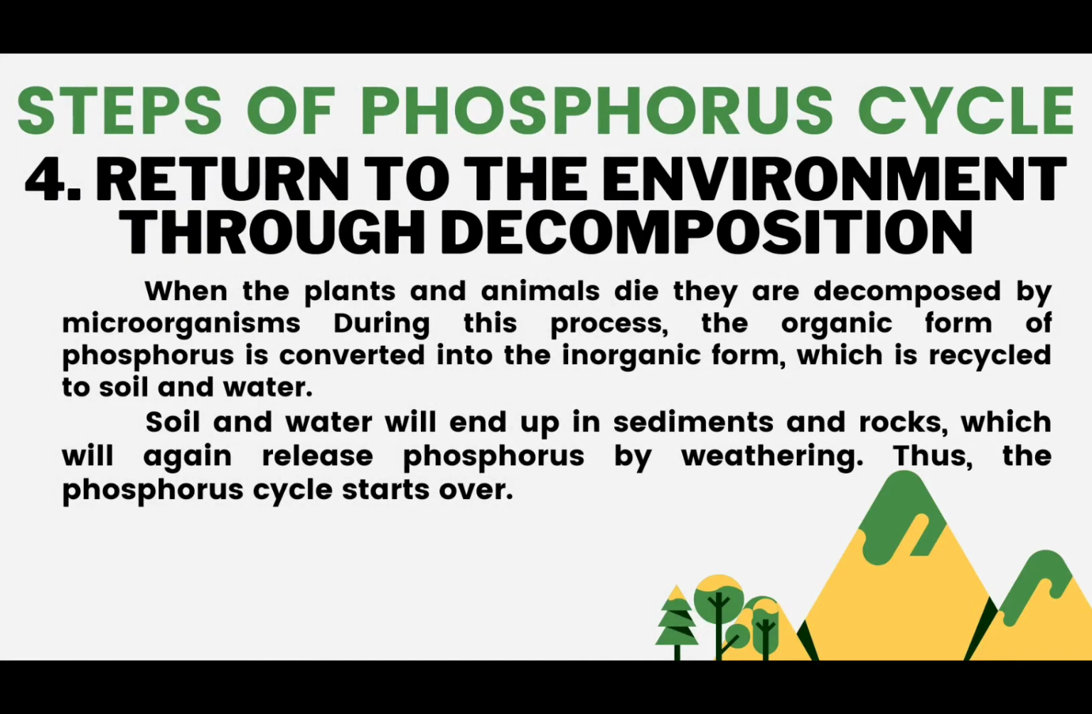Return of phosphorus back to the ecosystem. When the plants and animals die, they are decomposed by microorganisms. During this process, the organic form of phosphorus is converted into inorganic form, which is recycled to soil and water. Soil and water will end up in sediments and rocks, which will again release phosphorus by weathering. Thus, the phosphorus cycle starts over.